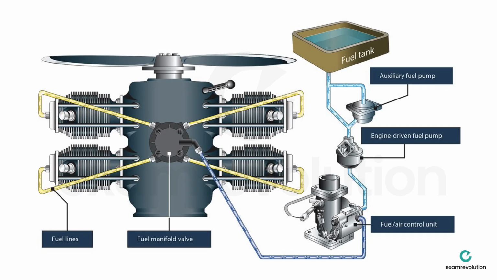So this is an example of a fuel injected system. From the fuel tanks, you have fuel lines going to your engine-driven or auxiliary fuel pumps, and then onto a fuel air control unit. From that unit, it goes to a fuel manifold or a fuel distributor, and that distributes to the various engines. You can see lines going from the fuel distributor to each cylinder, which injects the fuel directly into the cylinder.